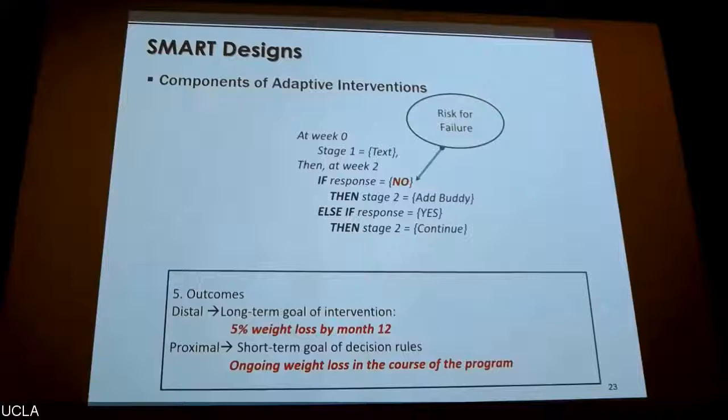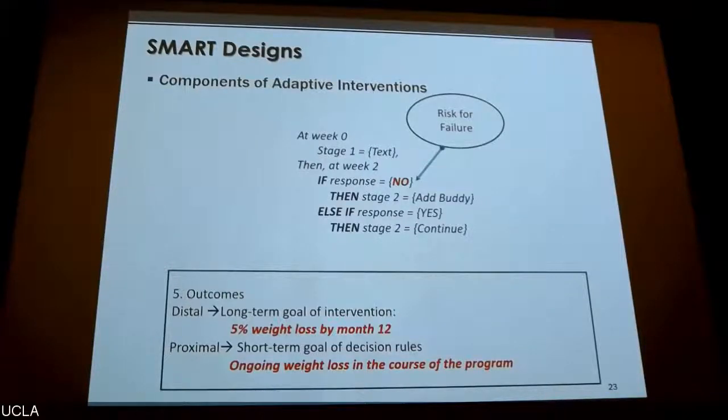Adaptive interventions are guided by two types of outcomes, by a distal outcome and by proximal outcomes. The distal outcome is the long-term goal of your intervention. That's your end game, what you want the intervention to achieve at the end. Here, it's 5% weight loss by month 12. But to achieve this distal outcome, the decision rules in this adaptive intervention are designed to target proximal outcomes. These proximal outcomes are the short-term goal the decision rules are intended to achieve. Here is ongoing weight loss in the course of the program.